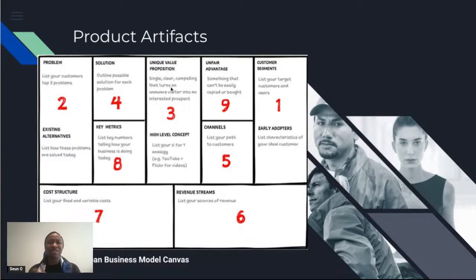Number three, very important: what is your unique value proposition? What's making you stand out? Why should I use you and not use your competitor? So you're listing it there at a glance.